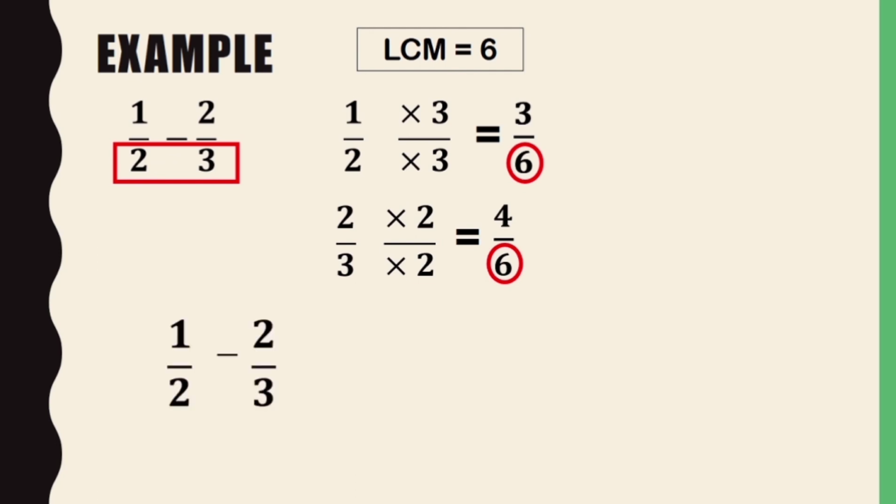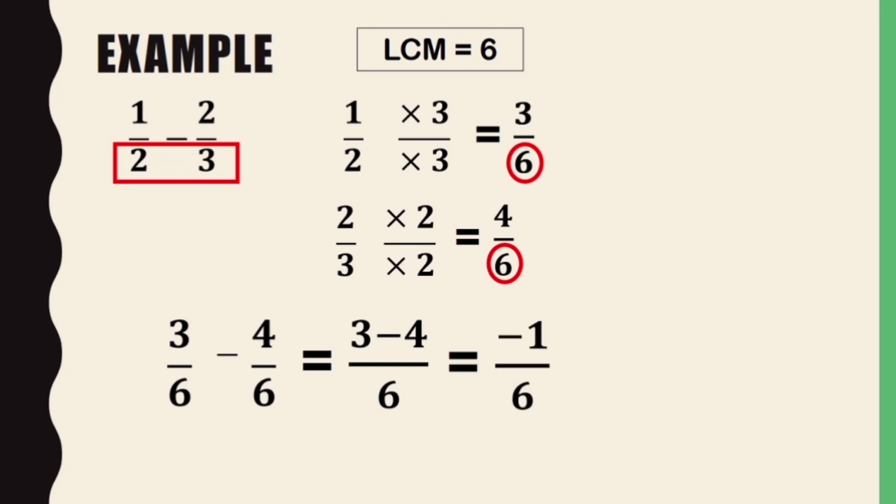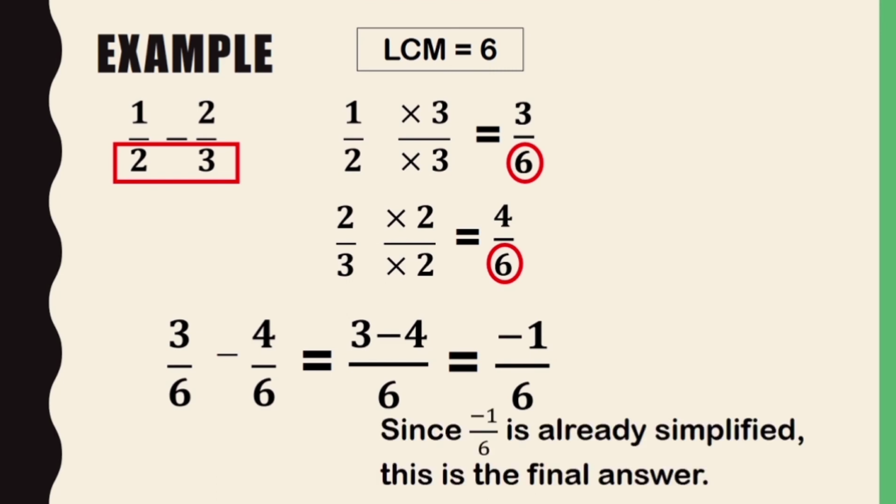So, we can now easily subtract the two fractions. So, 1/2 minus 2/3. So, papalitan lang natin siya ng 3 over 6 minus 4 over 6. Then, proceed na tayo sa step number 2. So, copy the denominator, which is 6. Then, subtract 3 minus 4. So, the answer is negative 1 over 6. So, since negative 1 over 6 is already simplified, this is the final answer.